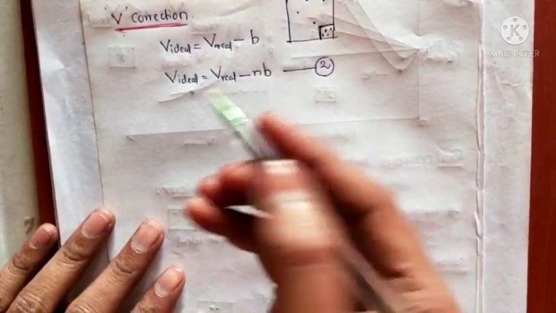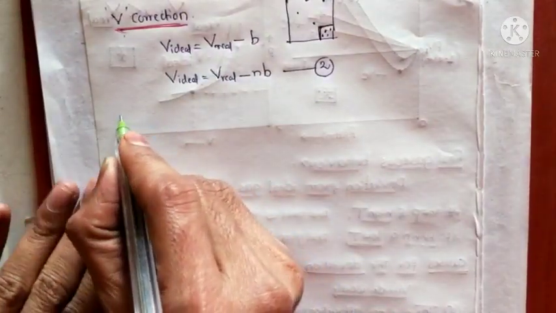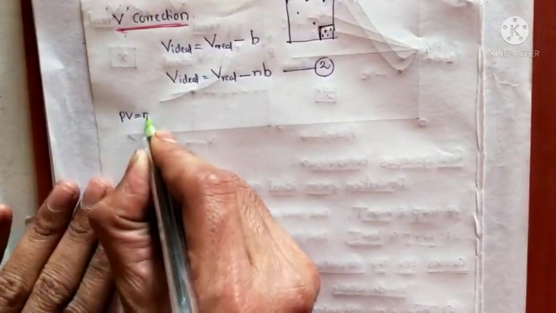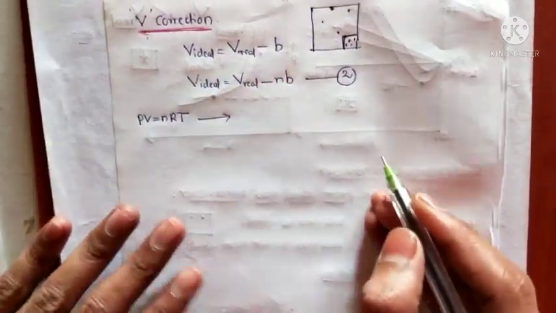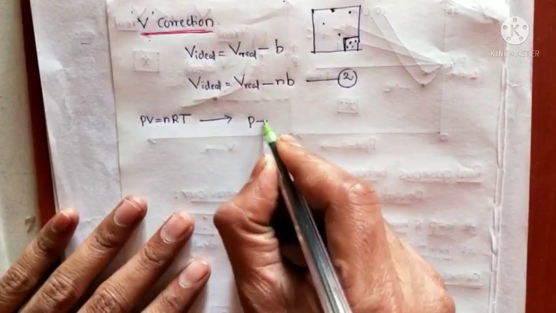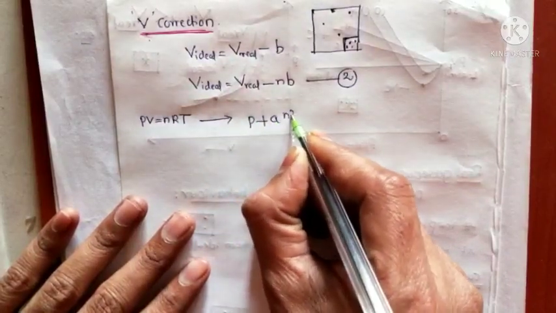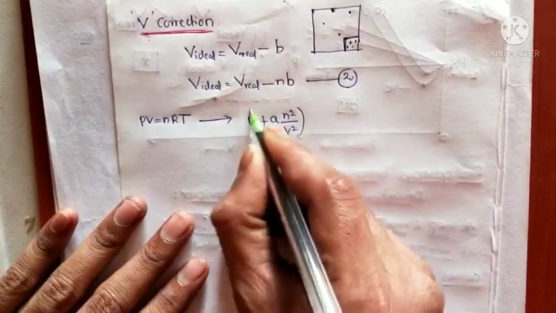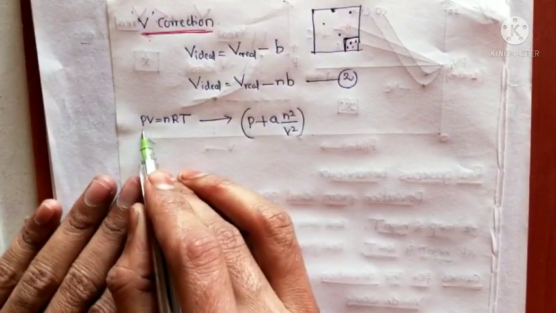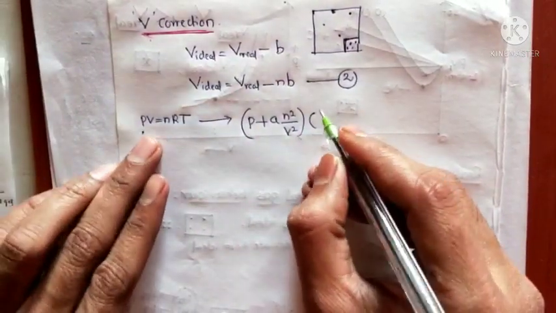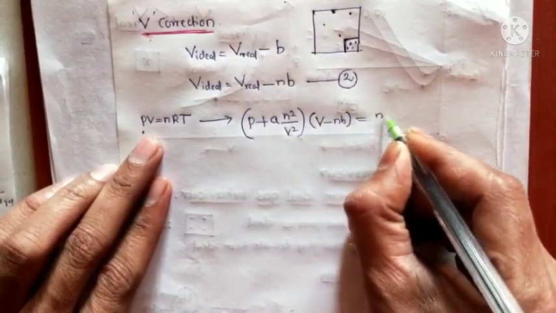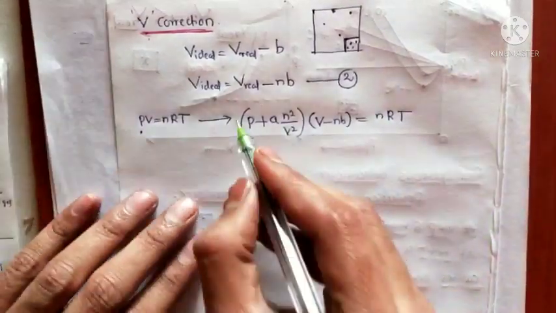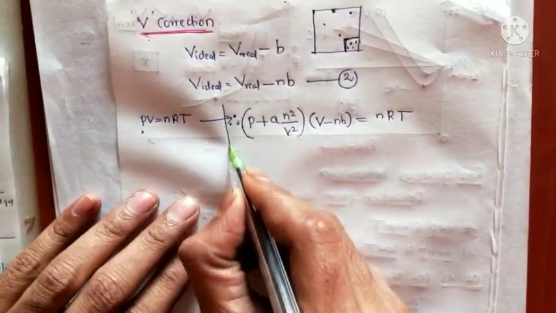From this correction of pressure and volume, the ideal gas equation PV equals nRT is changed after the correction to (P plus an squared by V squared). This is the correction of the pressure. Next, the correction of the volume, (V minus nb) equals nRT. So this is called the equation of state for real gases.